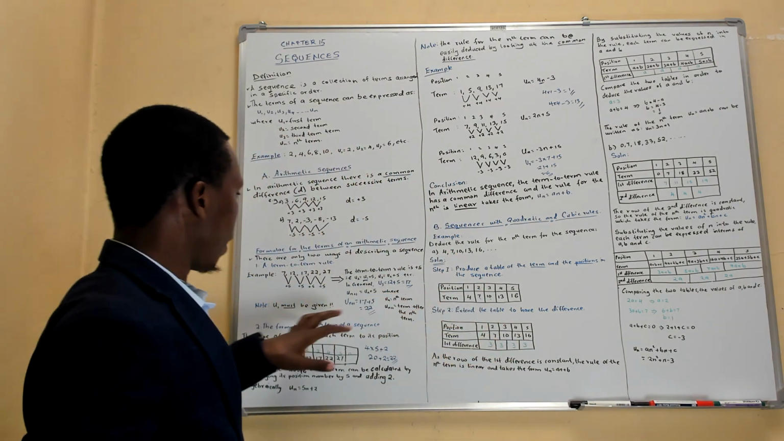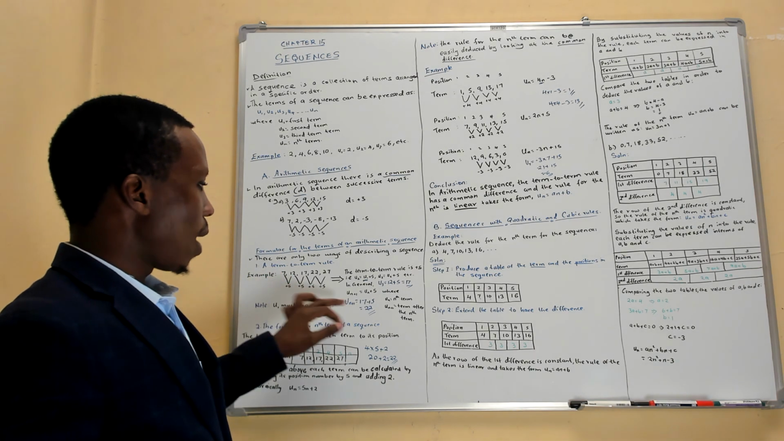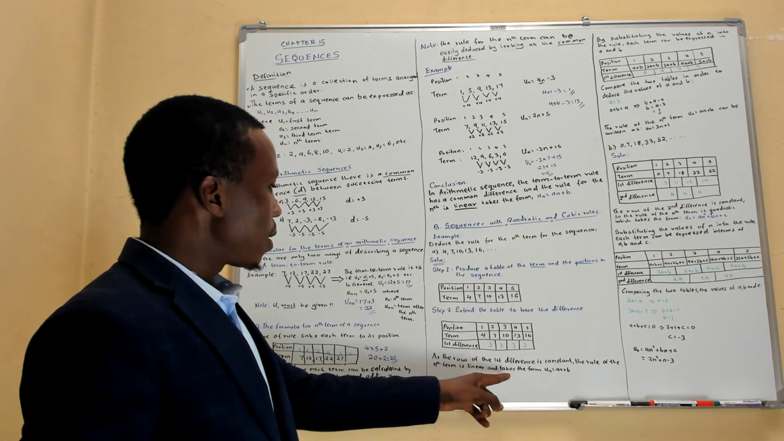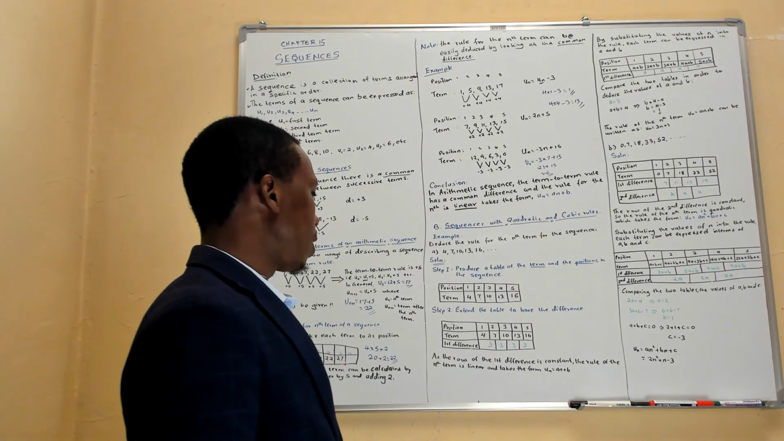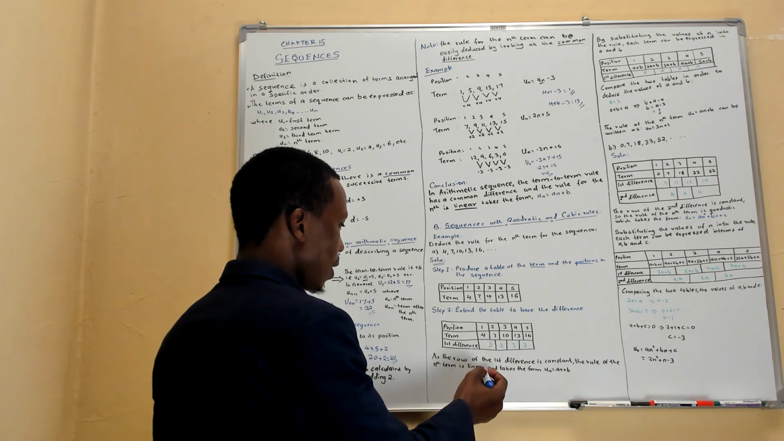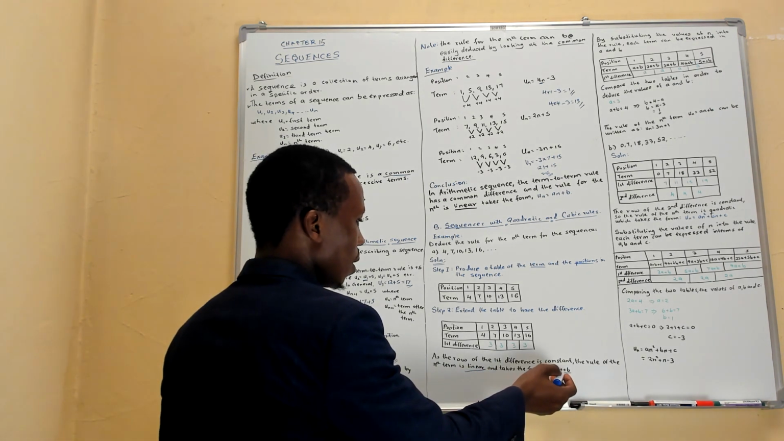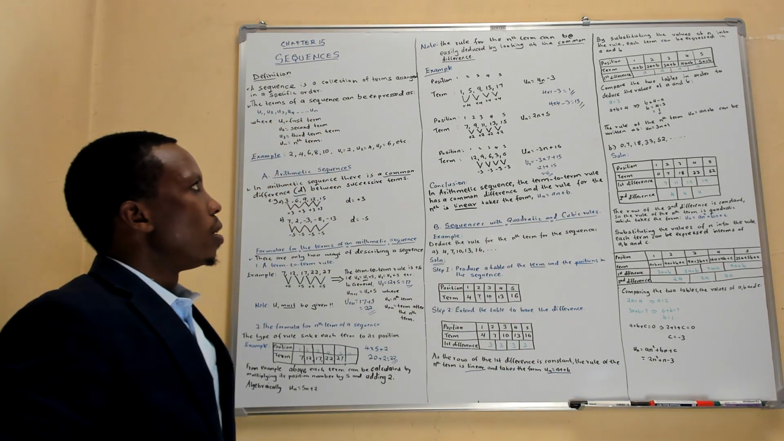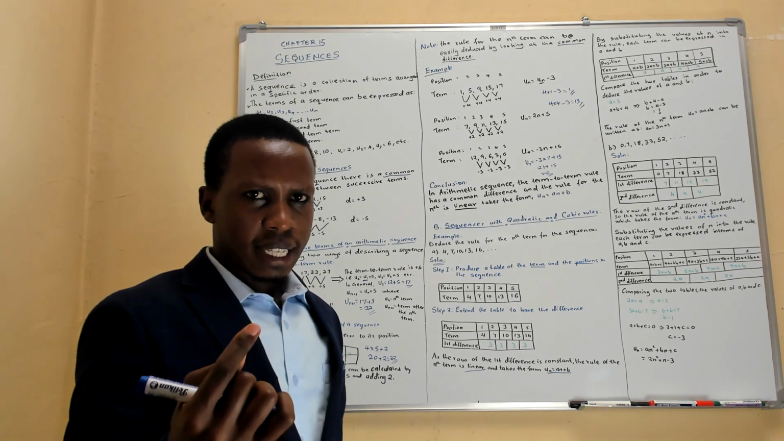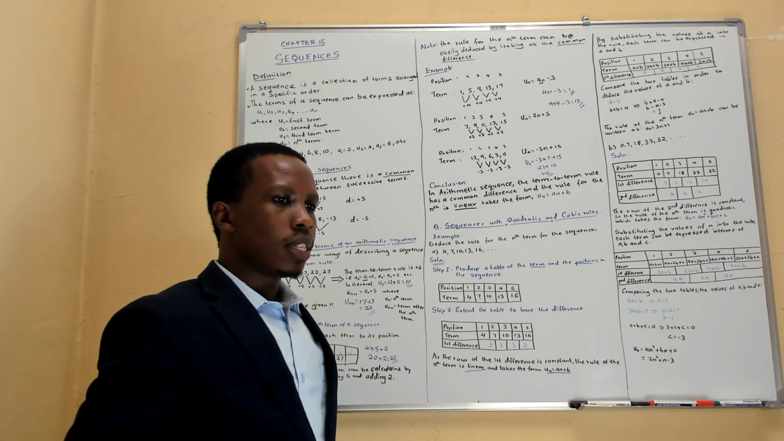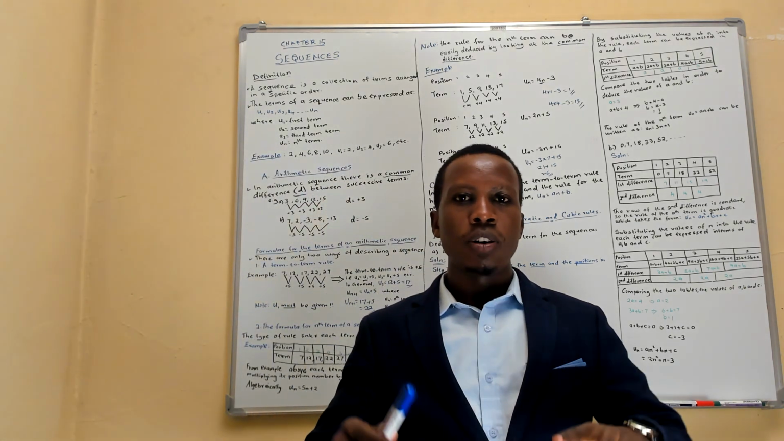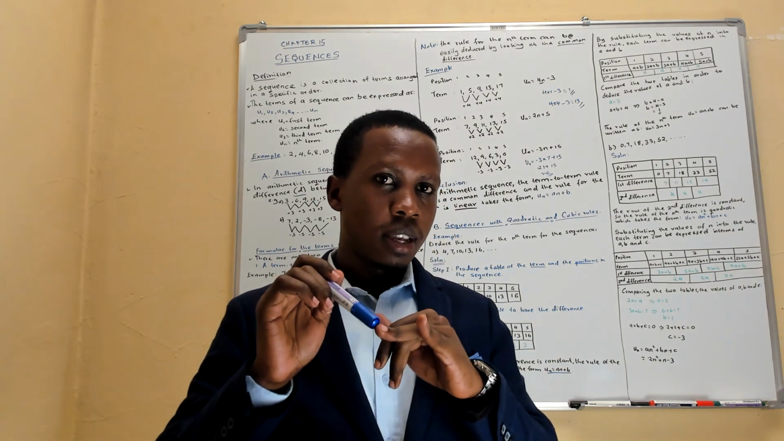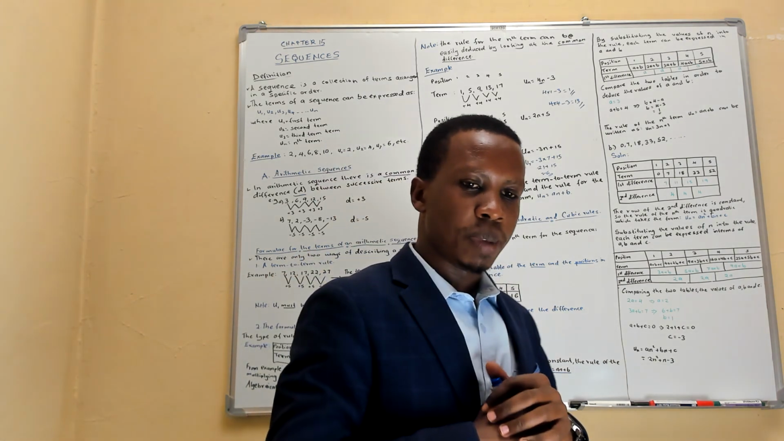It still brings us back here, because in the first difference I'm able to get the common difference. As the first difference is constant, the rule of the nth term is still linear and still takes the form I discussed here. Now I want you to pay attention, because this is the most challenging part, and it's going to lead us to cubic and quadratic. If you don't understand it now, it's going to be a problem.